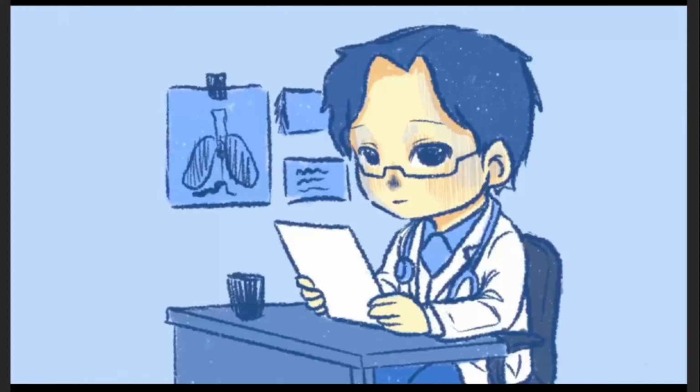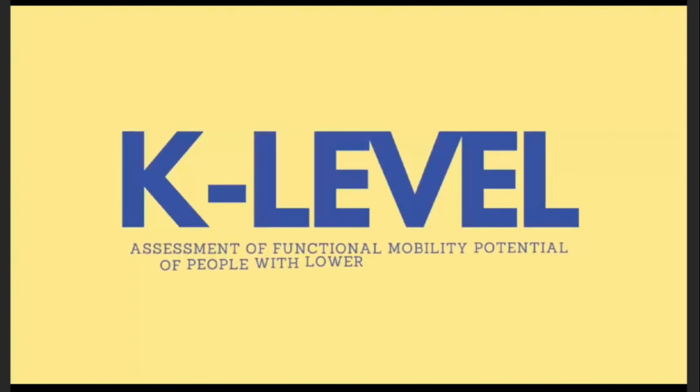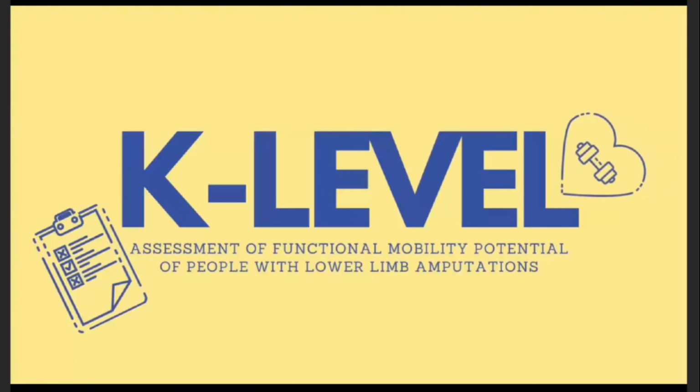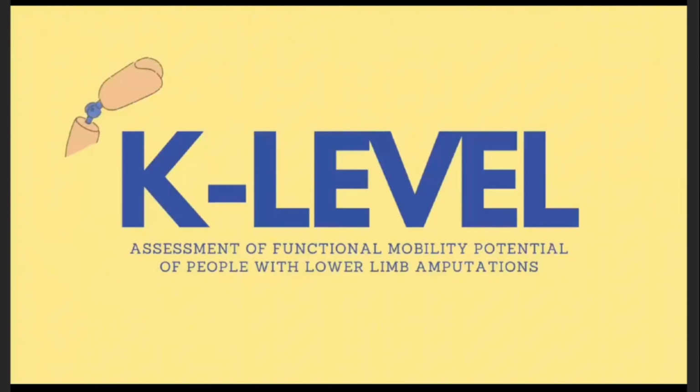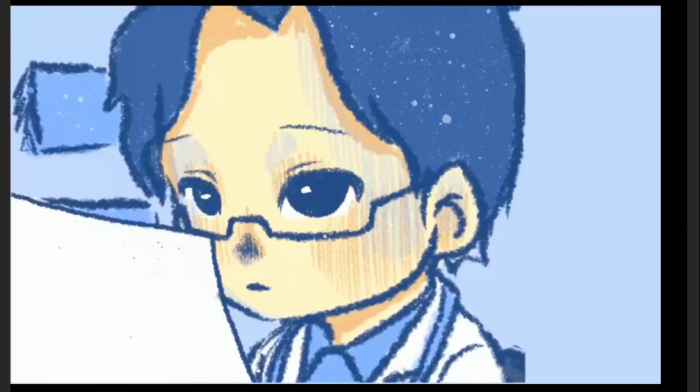Thank you for coming in today. We just received Johnny's K-level assignment results. K-level is a medical classification system used primarily in the United States to assess the functional mobility potential of people with lower limb amputations. It helps determine what kind of prosthetic device is appropriate and whether it will be covered by insurance. Based on my evaluation, unfortunately, your K-level is K0.